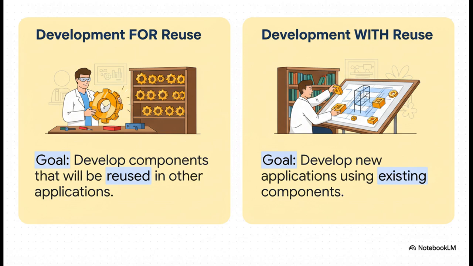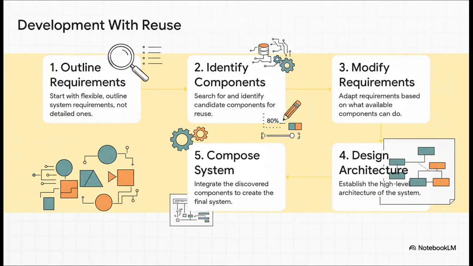Then you have development with reuse. That's the head chef. They're not chopping onions, they're taking those pre-made ingredients from the pantry and assembling them to create a brand new dish, which is your application. And that development with reuse process, it totally flips the traditional script on its head. Normally, you'd write a super detailed list of requirements and then start building from scratch. Here, you do it backwards. You start with a rough outline of what you want.